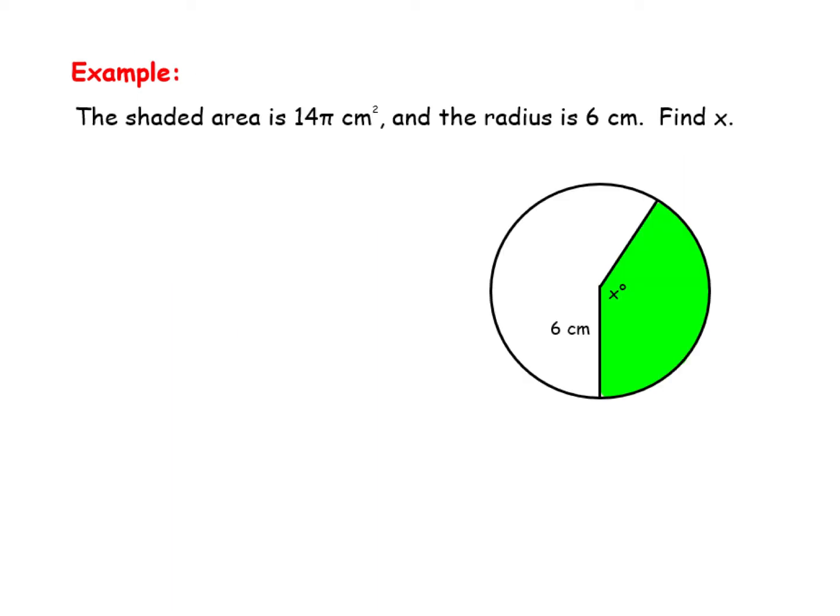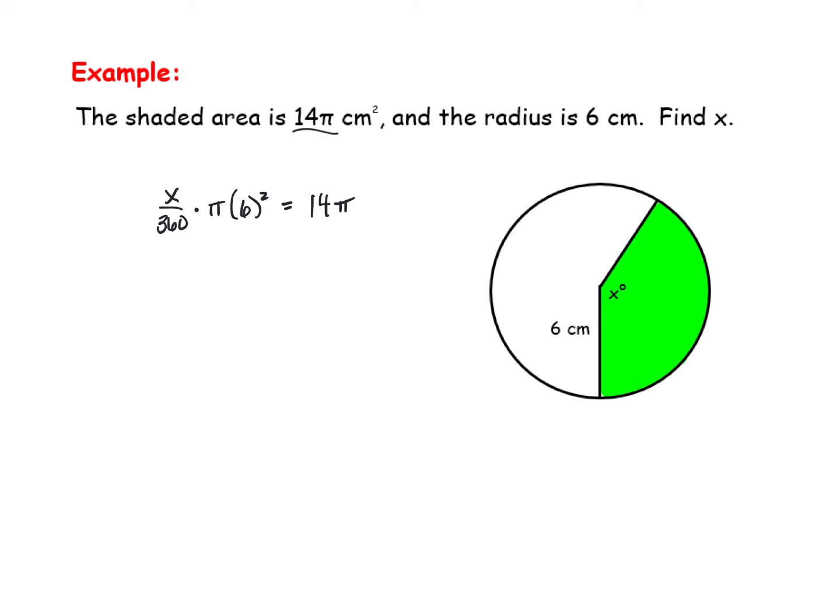Let's try another one. It says the shaded area is 14 pi square centimeters and the radius is 6 centimeters. I want to find x. So this time I'm trying to find that angle, right? Remember, that's part of that fraction. So I'm trying to find x over 360 times, there's my fraction, times the area of my circle. So pi times my radius squared, which is 6 squared. I know that that area is equal to 14 pi. That's what we were told, right?